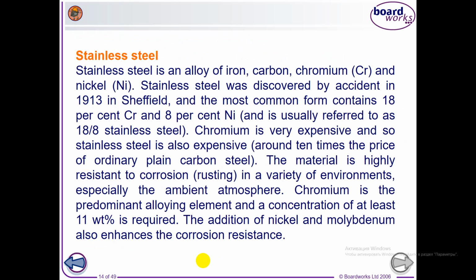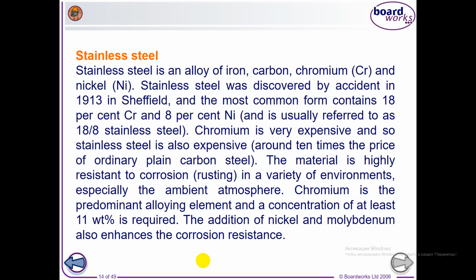Stainless steel. Stainless steel is an alloy of iron, carbon, chromium, and nickel. Stainless steel was discovered by accident in 1913 in Sheffield, and the most common form contains 18% chromium and 8% nickel, and it's usually referred to as 18 divided by 8 stainless steel.